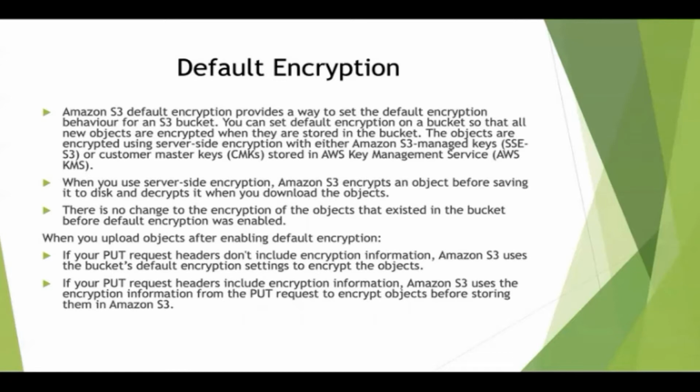That is the same case when it comes to the Key Management Service also. Later we also saw how to use the Key Management Service to create our own keys. So if, when it comes to your put request, when you upload a new object, you provide any encryption information, Amazon S3 uses that particular encryption information. If not, it uses the default encryption settings that have been set on the bucket.